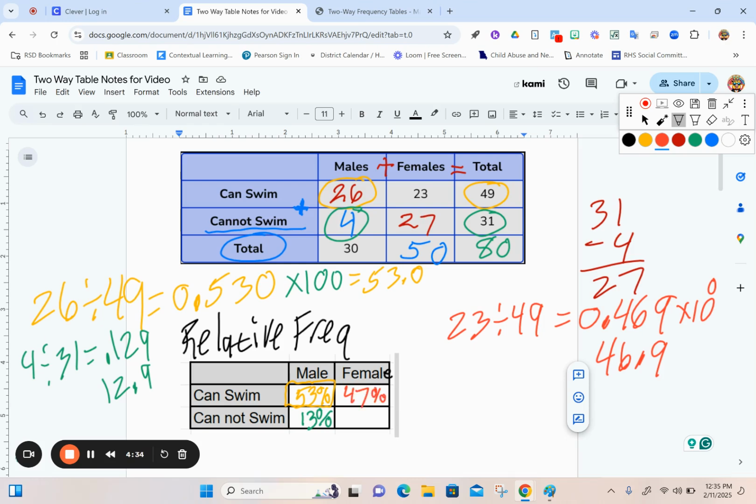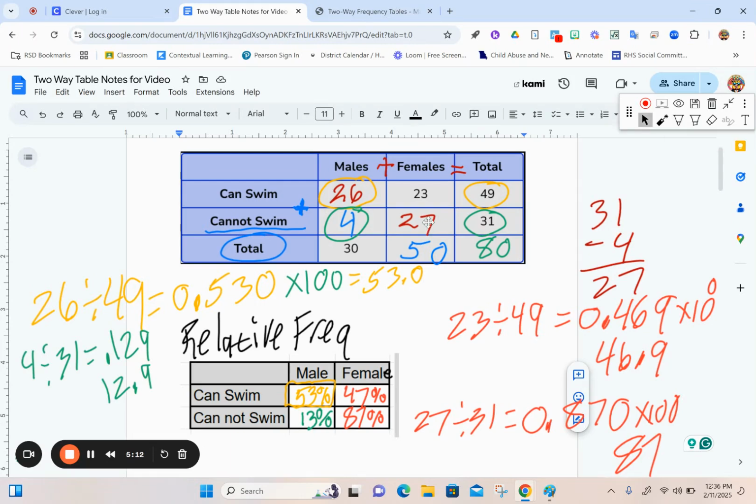Now these two percentages in can swim, they got to add up to 100. So with that in mind, 13 plus what will give you 100? You could do that, or do 27 divided by 31. So I could do 27 divided by 31. I get 0.870, and then take that times 100, I get 87, and 87% plus 13% is 100.